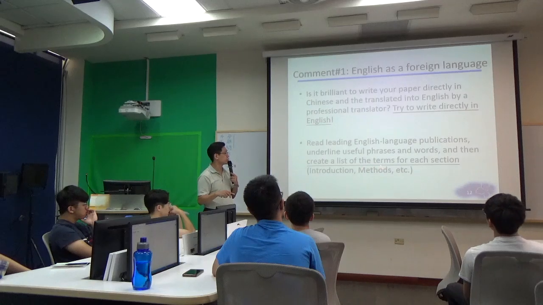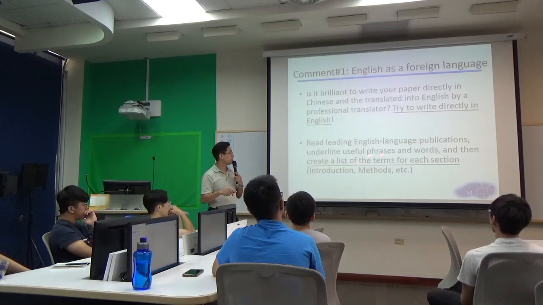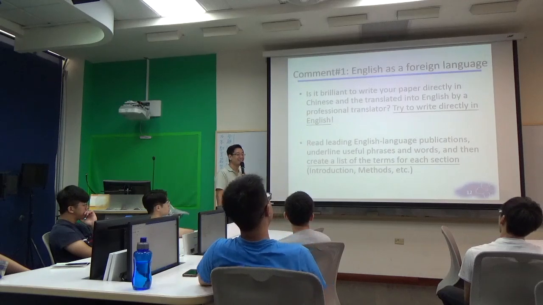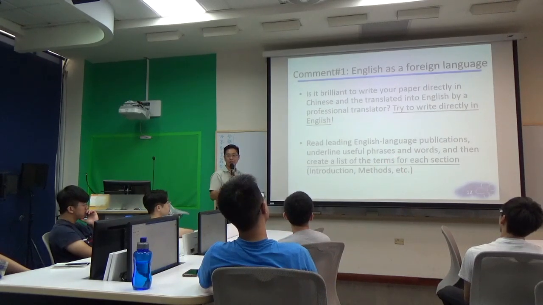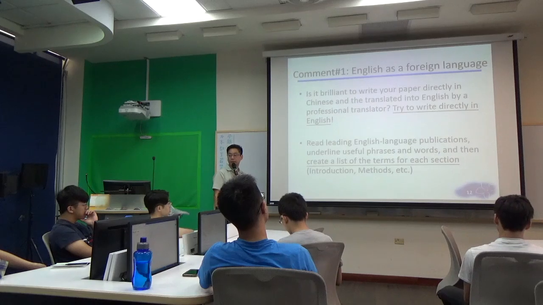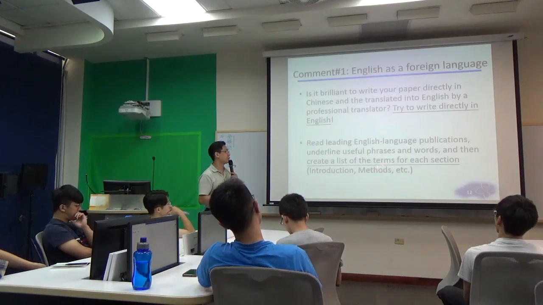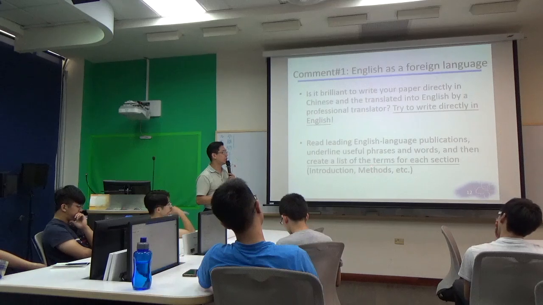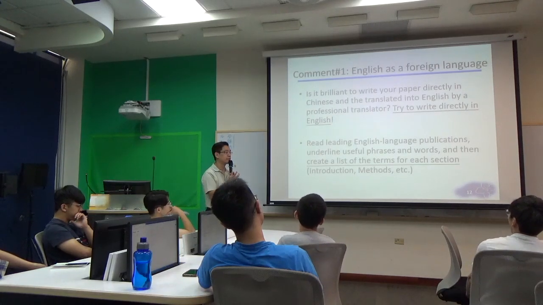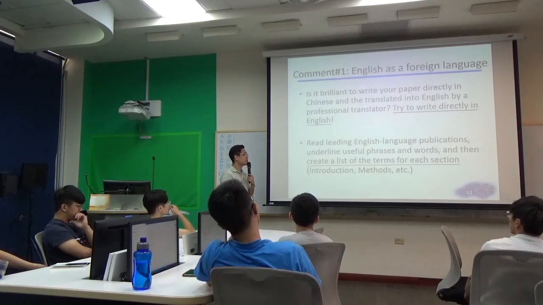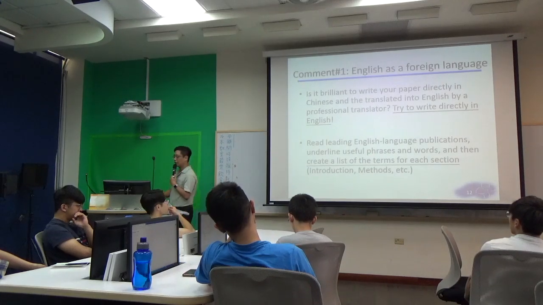So create a list of terms for each section. Do you know the meaning of terms? Terms. No? How to explain terms? A term is a very basic and very useful word. Maybe it's a list of something for each section. A list of pieces of something. Yeah, terms. 项目. I don't know how to explain it more easily. Something. Terms. Okay. Alright.